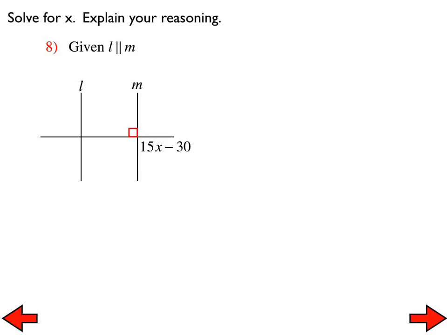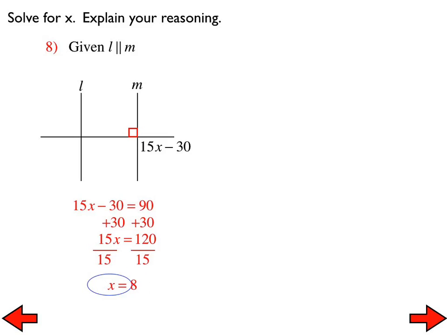Number 8, we have vertical angles, and vertical angles are congruent to each other. The 90-degree angle is vertical to the 15x minus 30. So our equation would look like this. Solve for x, and we get x equals 8.